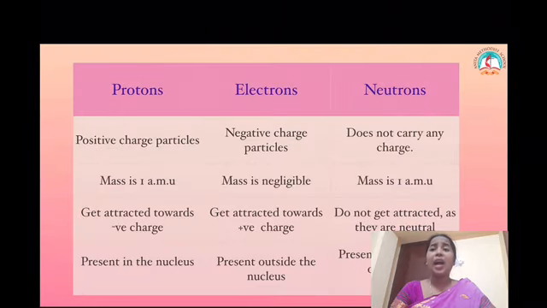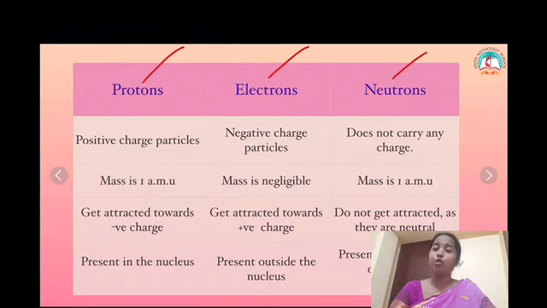Children, now look at this table column. This table will explain to you about protons, electrons and neutrons. Protons are positively charged particles. Electrons are negatively charged particles. Neutron does not carry any charge. Next, the atomic mass unit of a proton is 1. Electron is negligible, that means it is very small and not important. Neutron atomic mass unit is also 1.